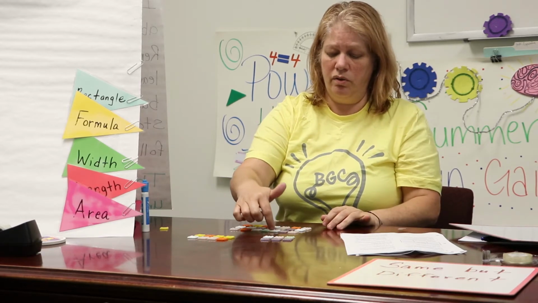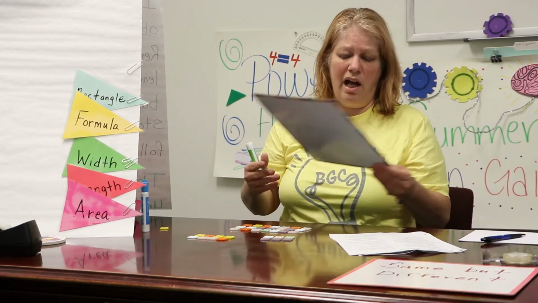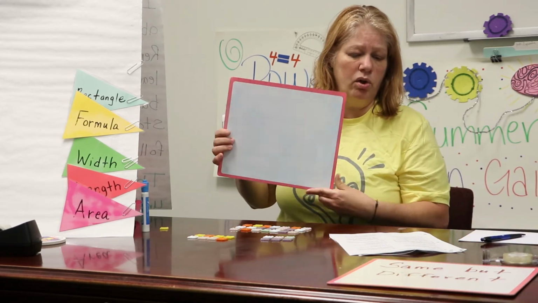Now my last one's a really big one. It has 1, 2, 3, 4, 5, 6, 7 across and 3 down. Now I'm not going to tell you how many is in that one just yet. We're going to figure that out on the board. So this is what I want you to do with your paper. We're going to record it.